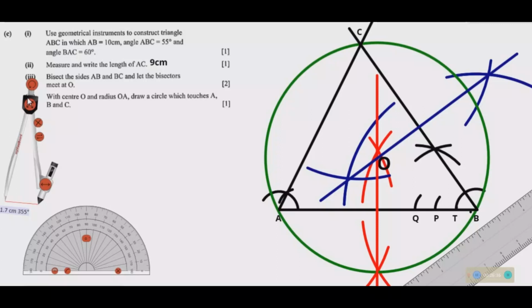Okay, so definitely the questions will come with instructions. So what is important is to follow the instructions, and the skills you need to possess. Basically, the most important skills you need to know are: 1, how to construct angles; 2, how to bisect sides; 3, how to bisect angles. If you know these 3 skills, then you are able to solve any geometric questions.